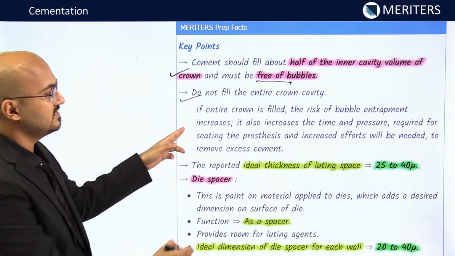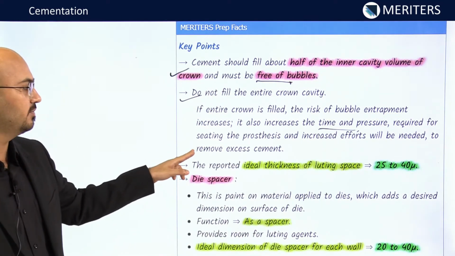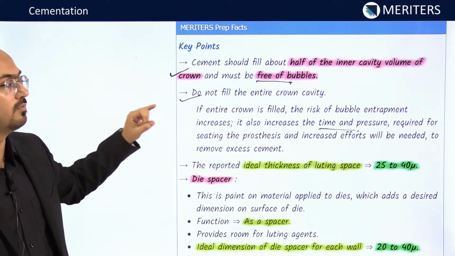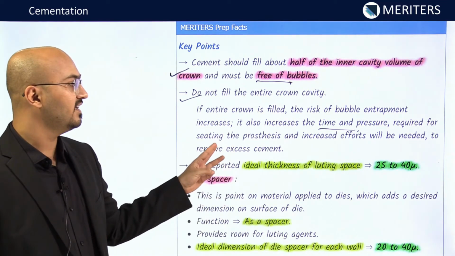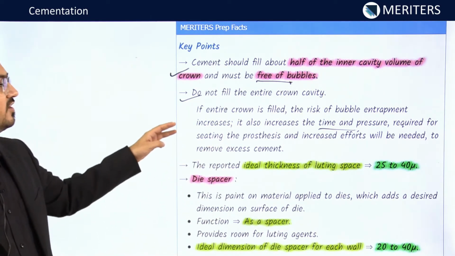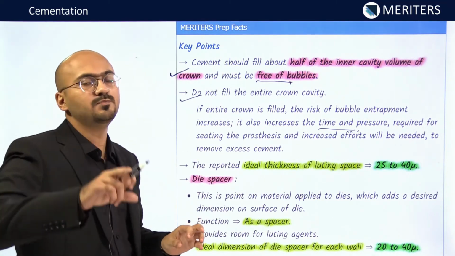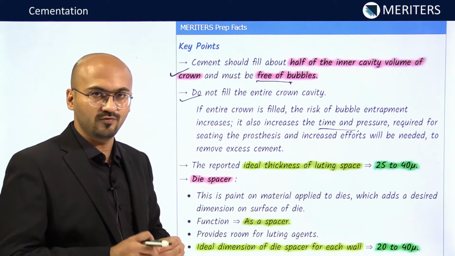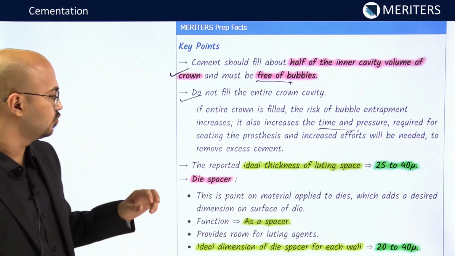It also increases the time and the pressure required for setting, and increased efforts will be required to remove the excess cement. So because of these reasons, that is bubble entrapment, increased time and pressure for setting and the increased efforts to remove excess cement, you will fill only half the crown with the luting agent. Under pressure, it is going to flow anyway because these cements have a very good flow property, and it will be covering the entire surface of the tooth.